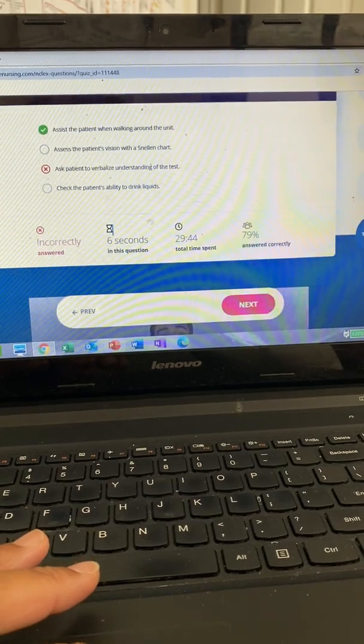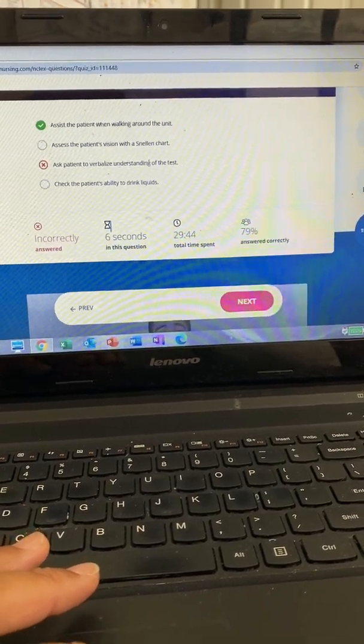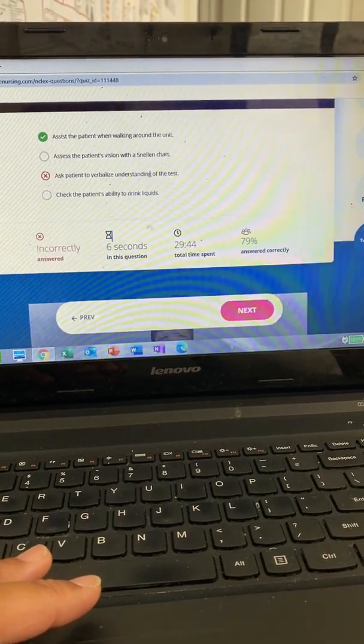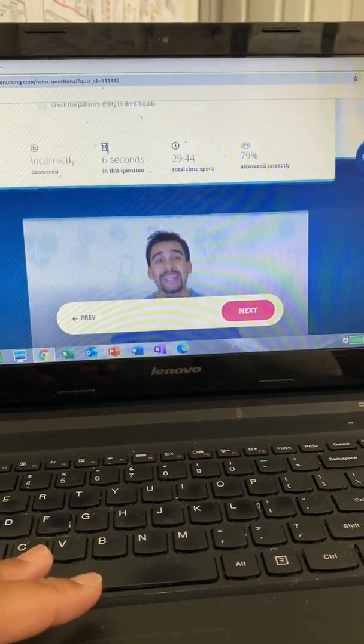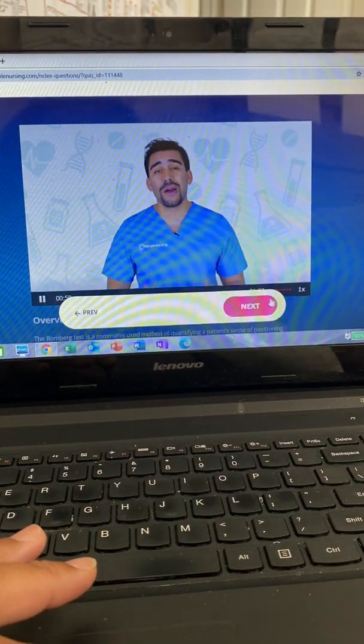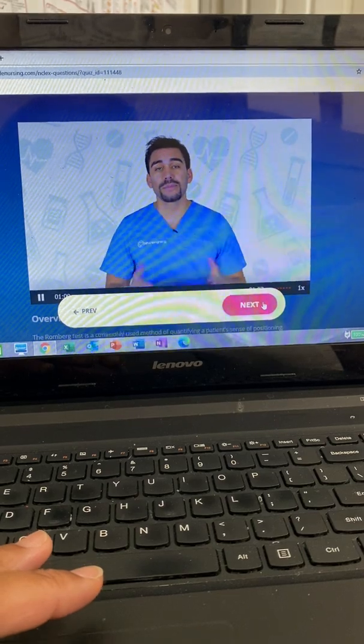Now, option number 2 is incorrect. The patient doesn't have an issue with seeing, and option 3 and 4 are also incorrect. Checking the patient's understanding doesn't help with their fall risk, and option 4, patient doesn't have a problem with drinking liquids.